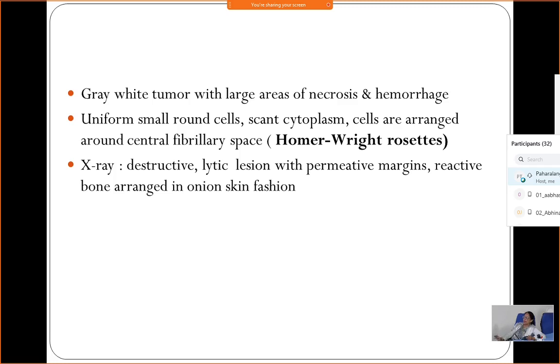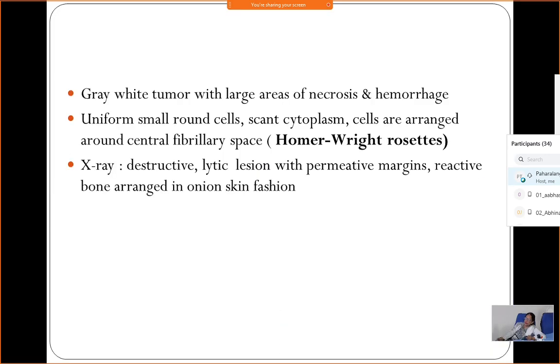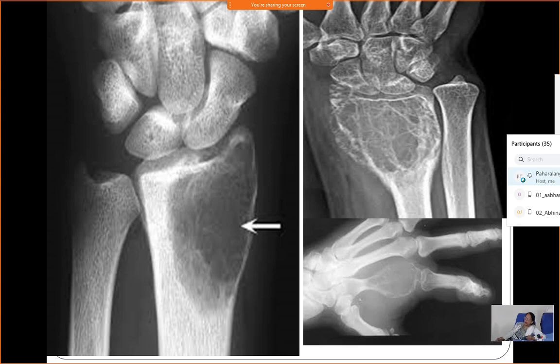So what do you see in the X-ray? Again, there will be a destructive lytic lesion with permeative margins, because the margin is not circumscribed. It's a malignant tumor, so it has margins which are irregular and permeative. And the reactive bone that is formed forms multiple layers, so it will form what we call an onion skin fashion. You will see multiple layers of the osteosclerotic bone. It's not very clear in that particular X-ray picture. I think this is not, this is the next one.